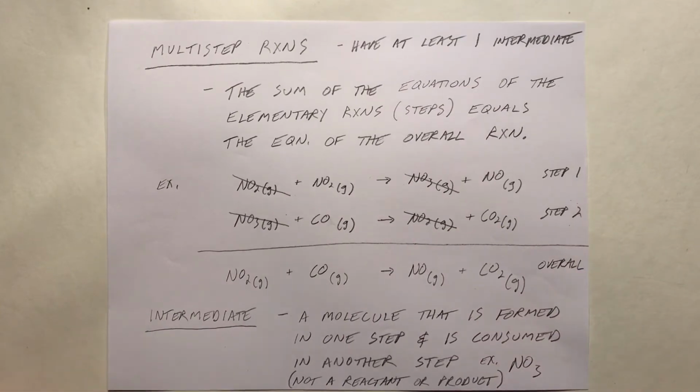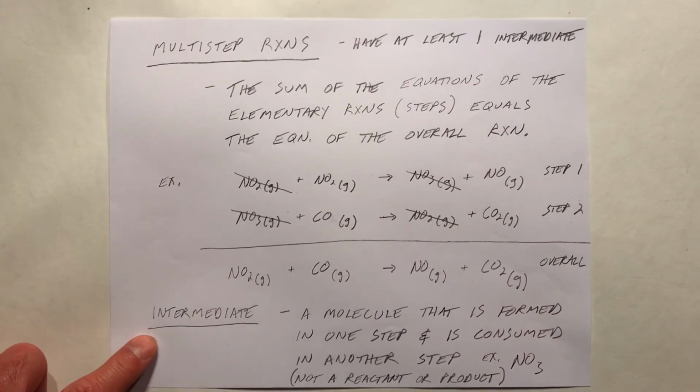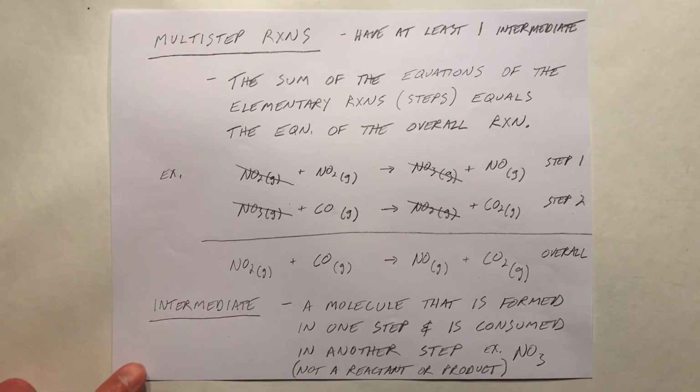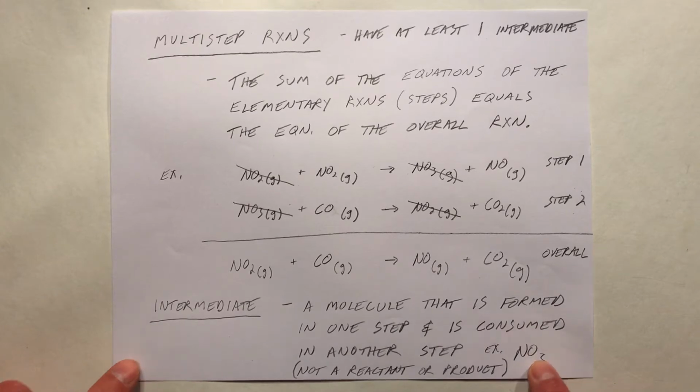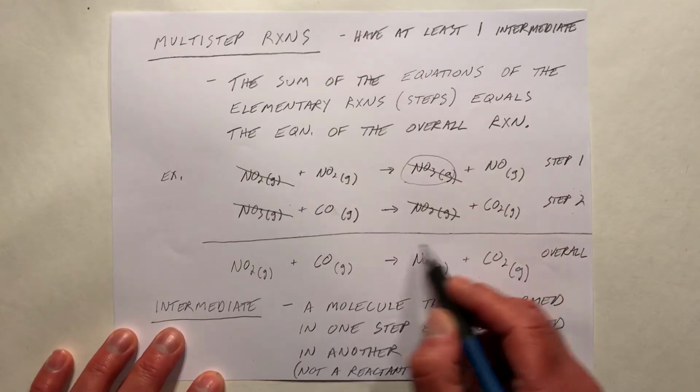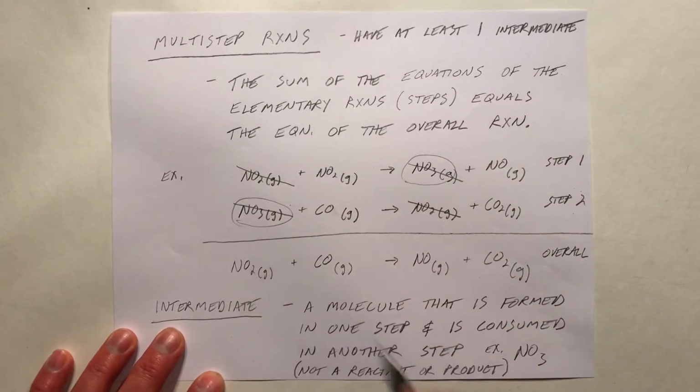Now we could say that we have an intermediate here. An intermediate is a molecule that is formed in one step and consumed in another step. So our example of an intermediate is NO3. Check out how NO3 gets formed in this step and then gets consumed in this step.